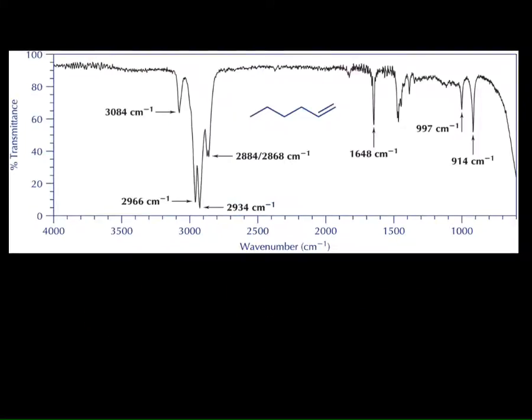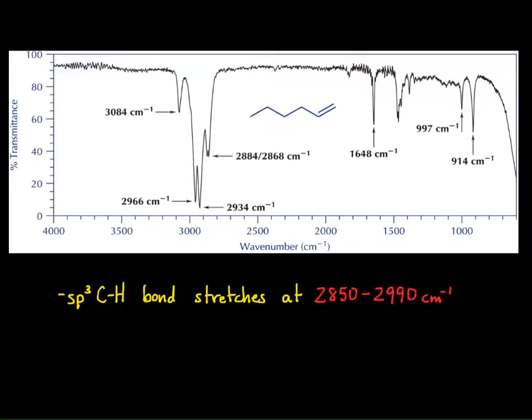Now, here I have an alkene, and if I think about the types of bonds that I have in this particular structure, I have carbon-carbon bonds, and I have carbon-hydrogen bonds. Now, the carbons are different hybridizations. There are sp3 carbons and there are sp2 carbons. Well, it happens that sp3 carbon-hydrogen bond stretches between 2850 and 2990, so just below 3,000 inverse centimeters.